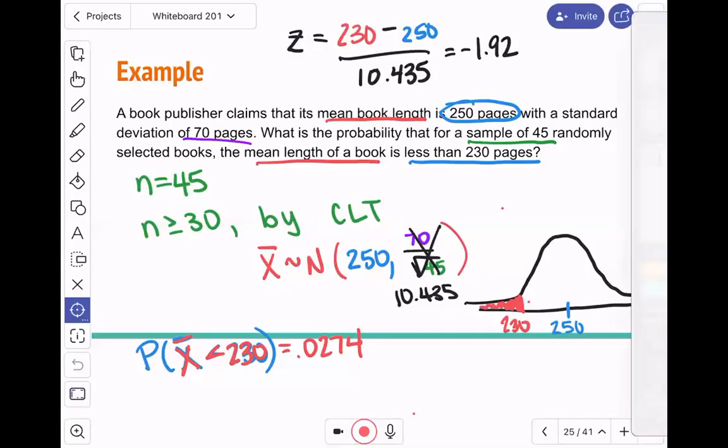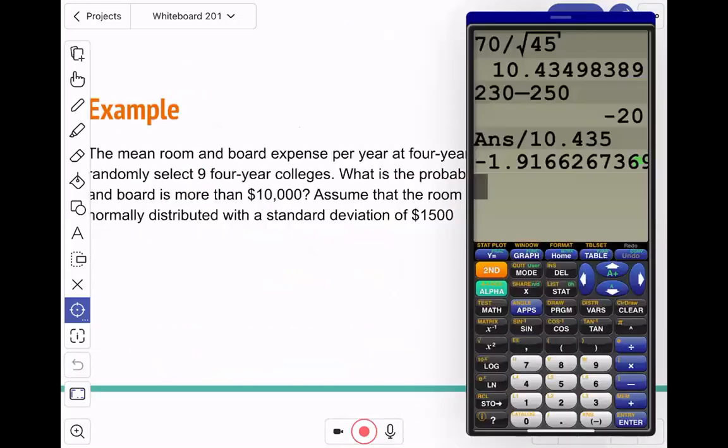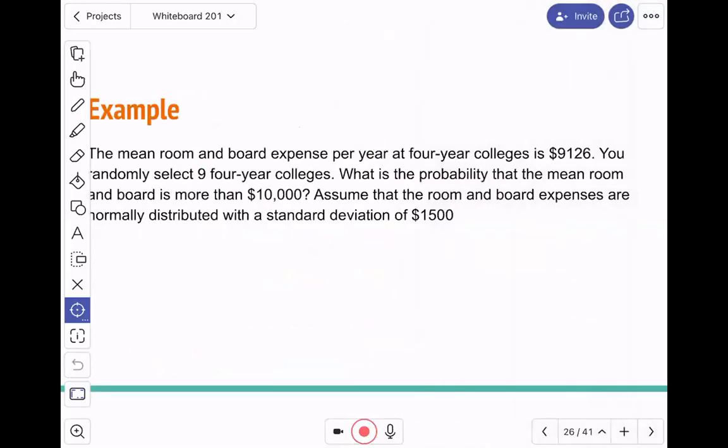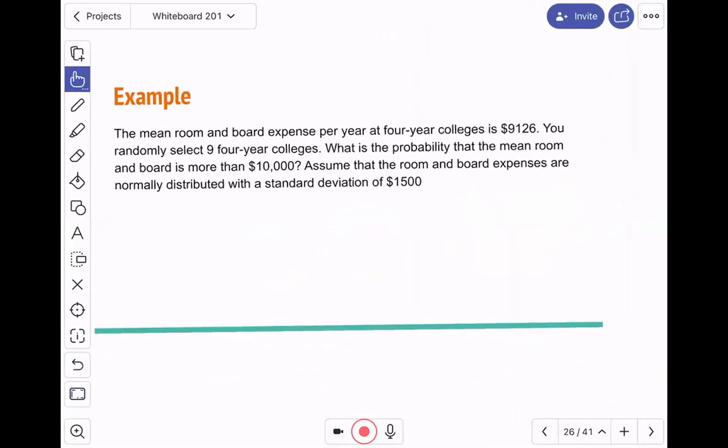The next example says that the mean room and board expenses per year at four-year colleges is $9,126. You randomly select 9 four-year colleges. What is the probability that the mean room and board is more than $10,000? Assume that the room and board expenses are normally distributed, standard deviation of 1,500.